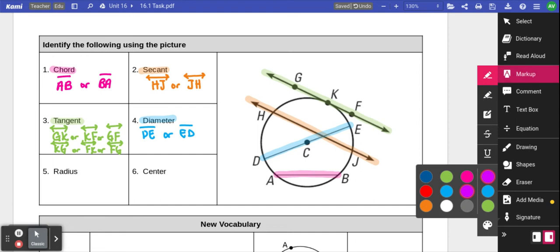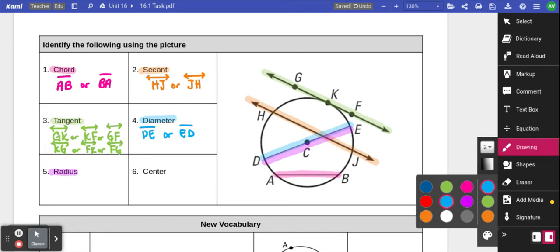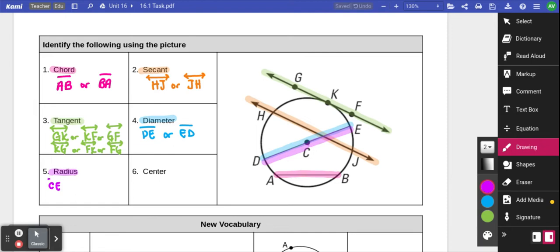Next, we have to name a radius. Now, a radius should start in the middle and go to the edge. There are two of them in this picture. There's the radius over here, and there's also the radius over here. So in order to name a radius, we have two options. We could say one of our radii is CE, or we could also call that EC. Another option would be to say CD is a radius, or we could call that DC. So there's two different options for radii. Both of them start in the middle. We could just go that way or that way to name the radius.